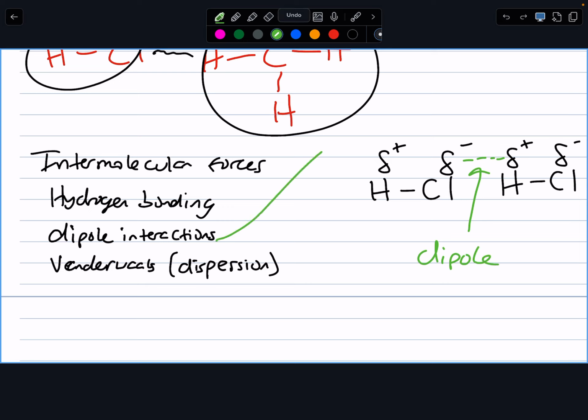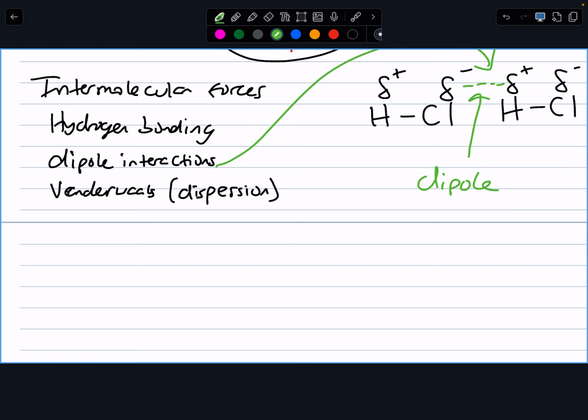That's called a dipole interaction. Good? Okay. Hydrogen, van der Waals. Van der Waals is the stupidest force in chemistry. It's so useless. It makes no sense. I'm going to try my best to explain it to you. It's such a reach. Van der Waals happens to everybody. It's the weakest force. Hydrogen is the strongest force.